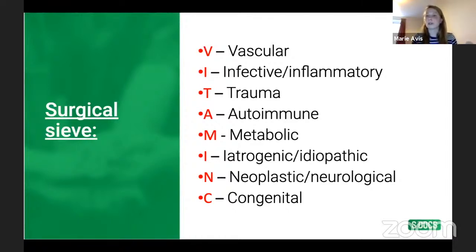Or trauma, you can think if they had a head injury, if they had a fall. So like I say, you can go through the whole thing. And it's a useful acronym. We love acronyms in medicine. So it's just a way of working through it.